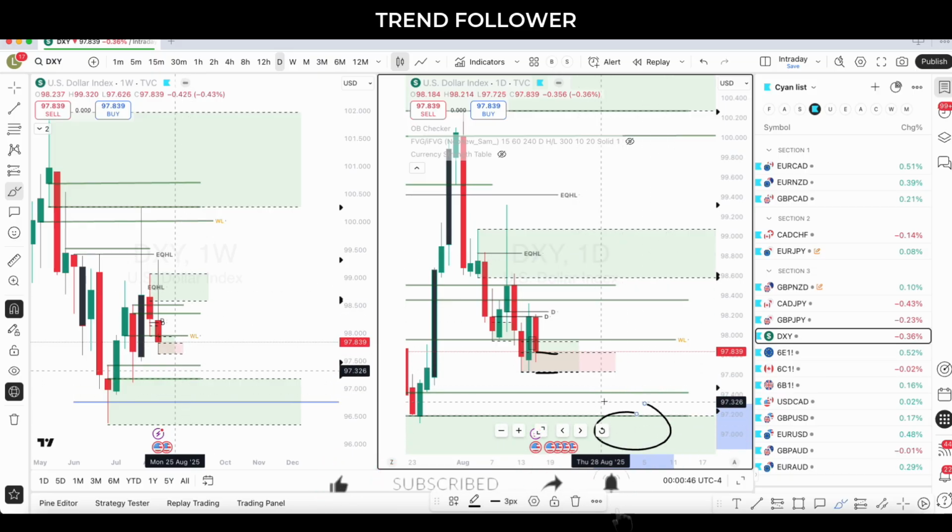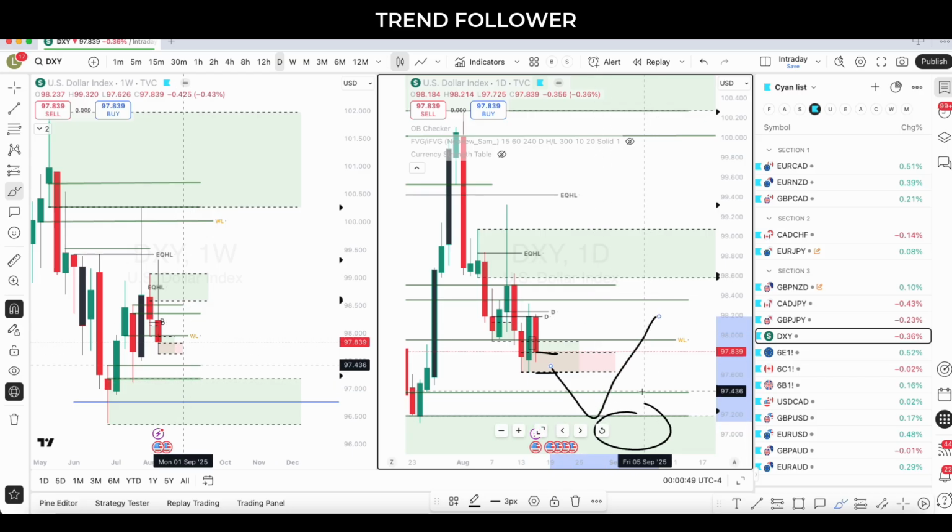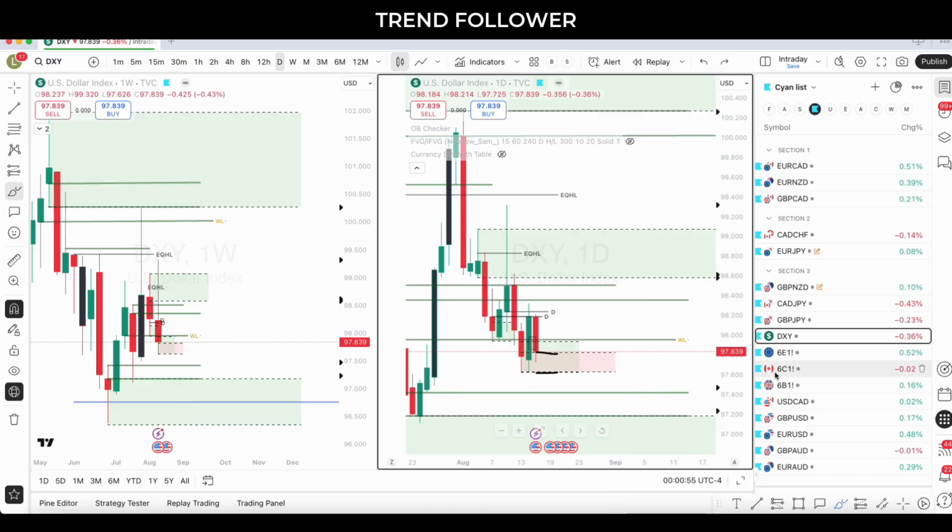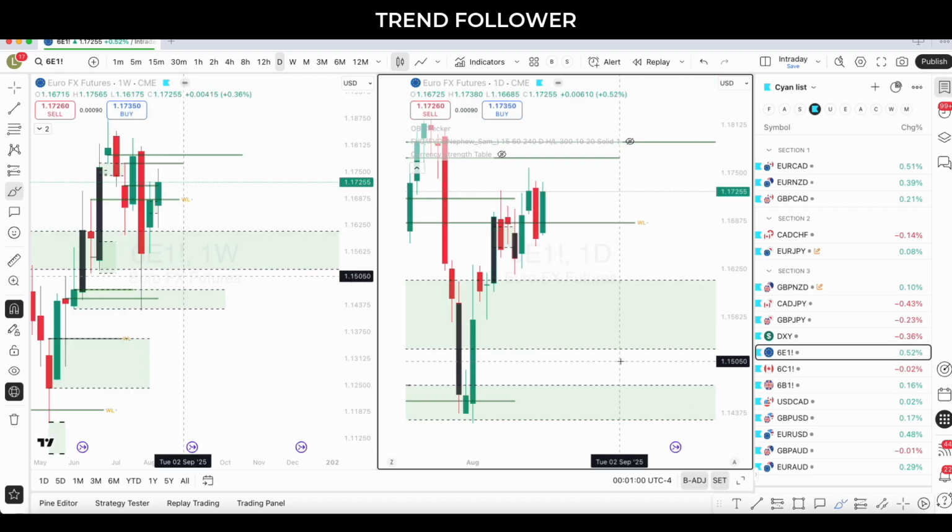The second one is here. Here I know there is a good chance of DXY strength. So if it comes there, then I will focus on USD CAD. All right.